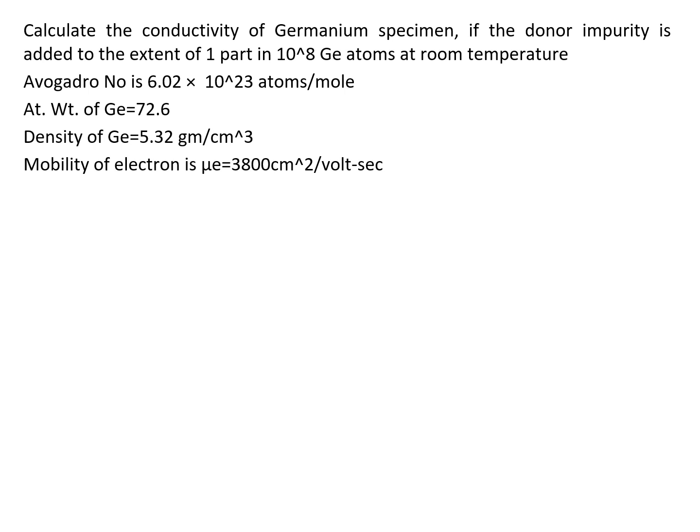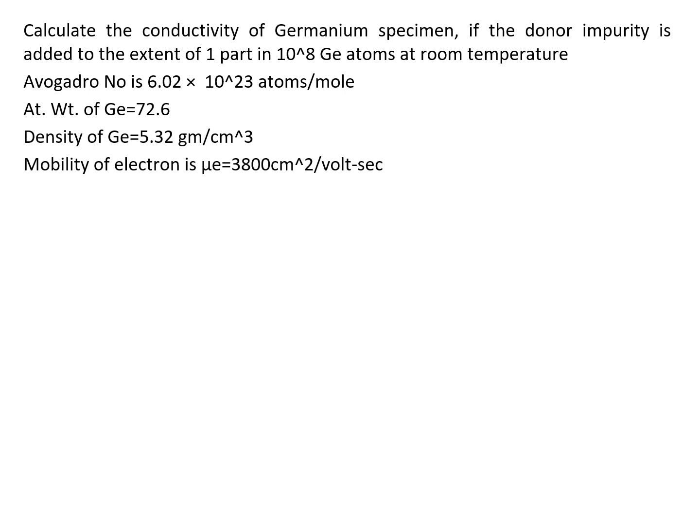If the donor impurity is added to the extent of 1 part in 10 raised to 8 germanium atoms at room temperature. So see, this sentence gives us the concentration of donor impurity. What is the concentration of donor impurity? 1 part in 10 raised to 8 germanium atoms. So we need to calculate the number of germanium atoms in 1 cc, 1 centimeter cube, and if we divide it by 10 raised to 8, then we will get the concentration of donor impurity.